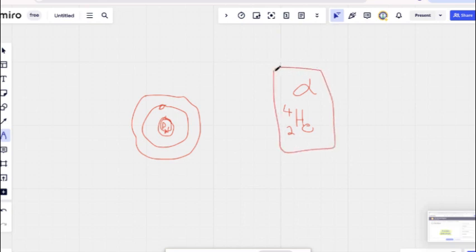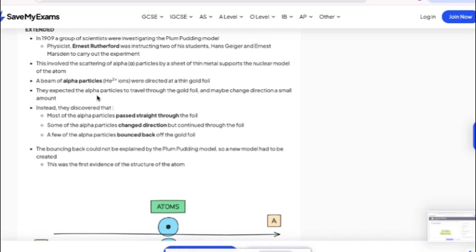So they took a helium nucleus to represent an alpha particle, and they fired this helium nucleus towards a metal foil, to see whether there would be deflection, or whether the helium nucleus could go through it. This was what the experiment was about. They call it the thin gold foil. Gold is a metal, so sometimes we call it a metal foil, or a thin gold foil.